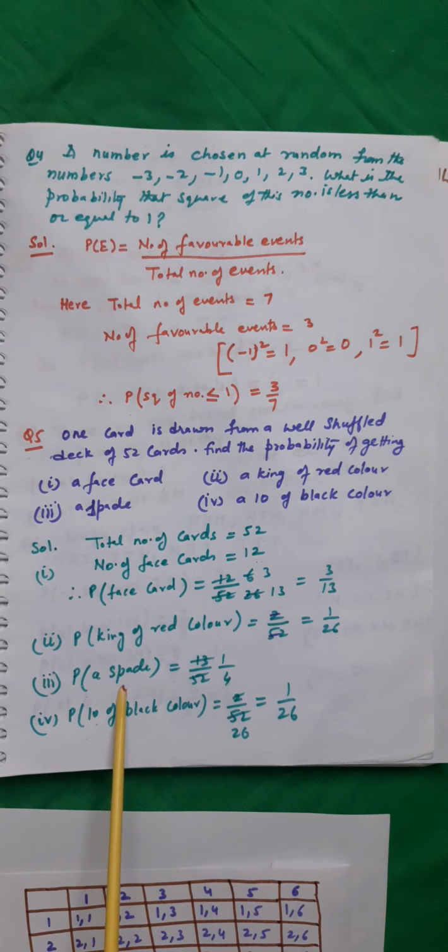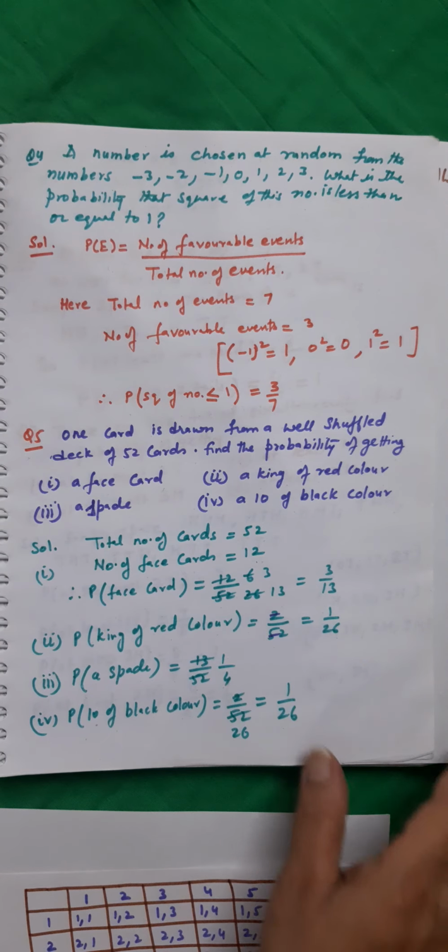Next, probability of getting a spade. How many spades are there? There are 13 spades. So 13 upon 52, which is equal to 1 upon 4. Probability of getting 10 of black color. For 10 we have 4 cards, 2 red and 2 black. So 2 black upon 52, that is 1 upon 26.